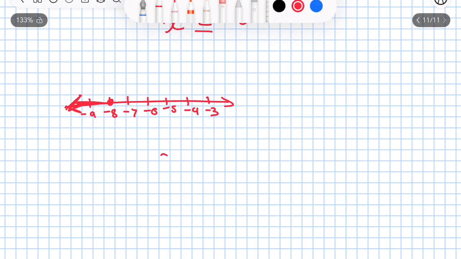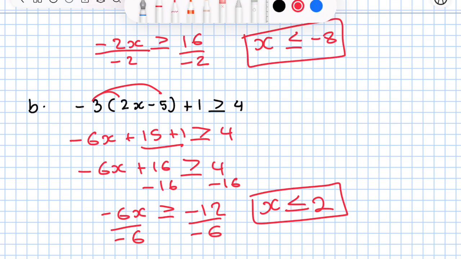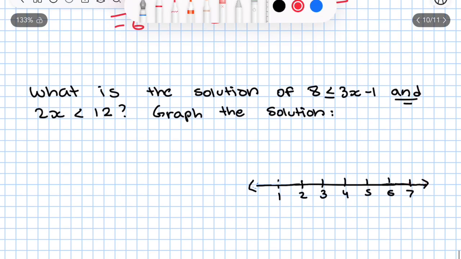And because x is less than or equal to 2, we would circle in the 2 and go towards the left-hand side. There are some more practice problems. Okay, so what is the solution of 8 is less than or equal to 3x minus 1 and 2x is less than 12? Graph the solution. Please feel free to pause the video and try this on your own.